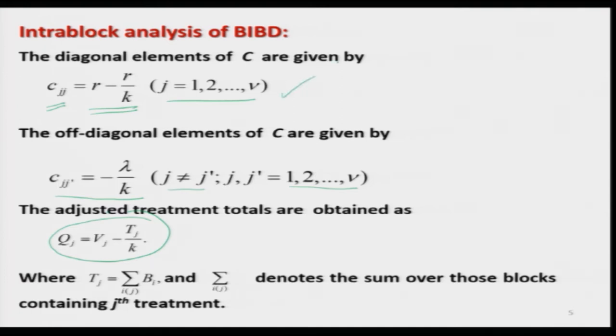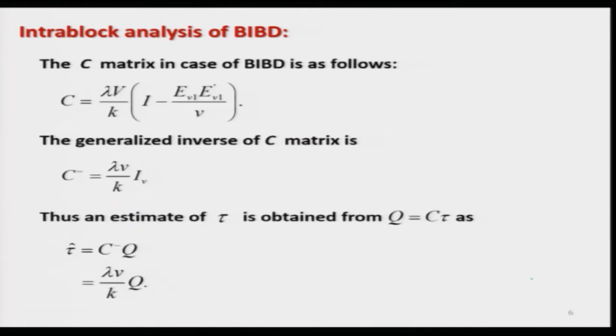In this case, we had introduced one more symbol, t_j, where t_j is equal to the summation over i in parentheses j of b_i, where this symbol of summation is indicating the sum over those blocks containing the j-th treatment that we had discussed in the last lecture.